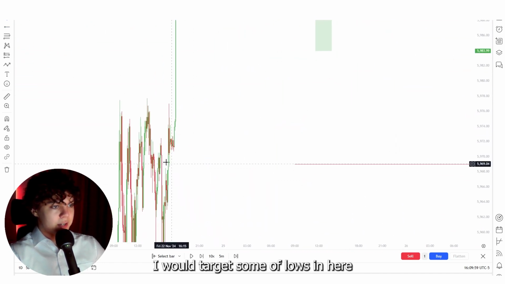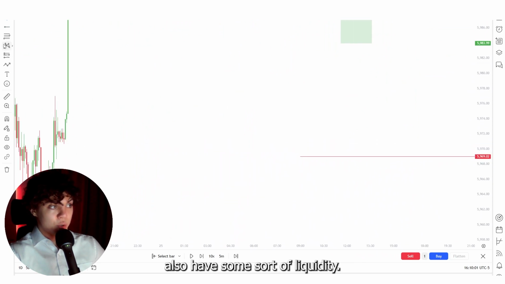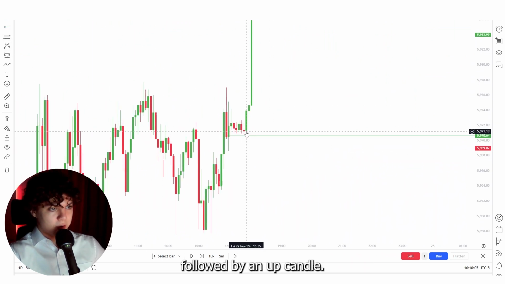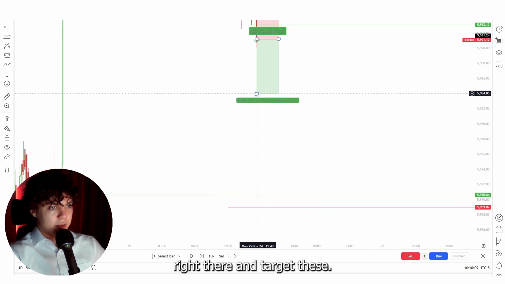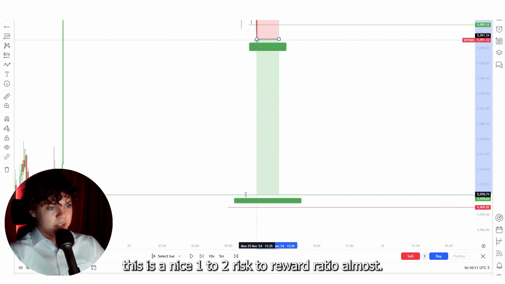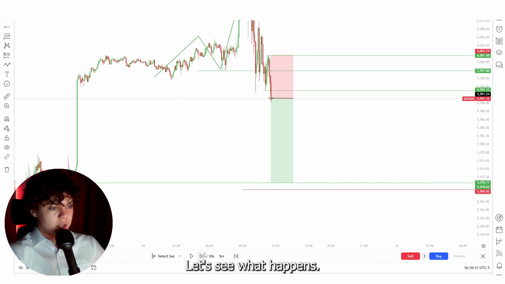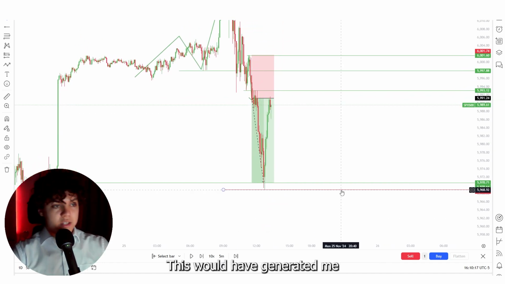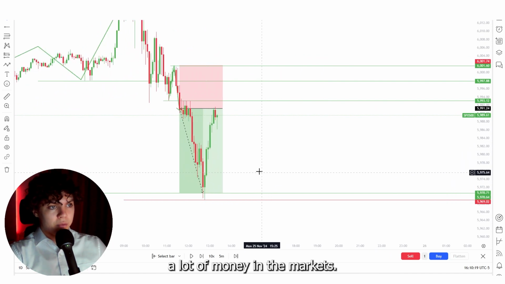And where would I target? I would target some of the lows in here, because these lows also have some sort of liquidity. Why these lows? Because down candle followed by an up candle. I'm gonna put the take profit right there and target these. So this is a nice 1 to 2 risk to reward ratio, almost. Let's see what happens. And there we go. This would have generated me a lot of money in the markets.